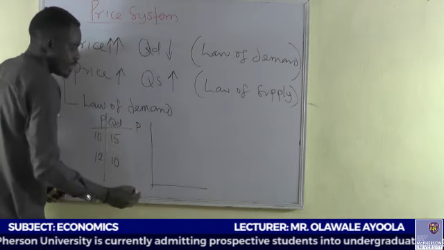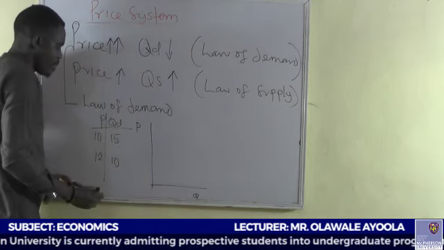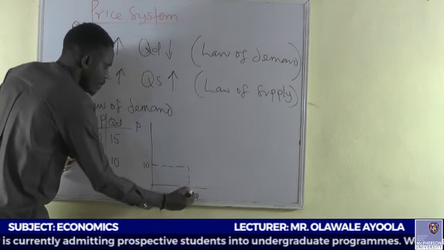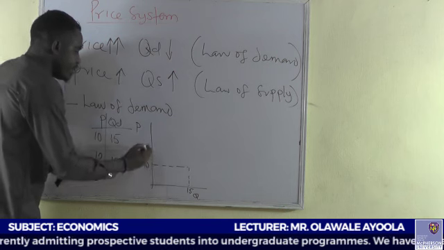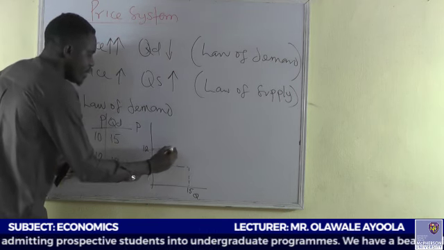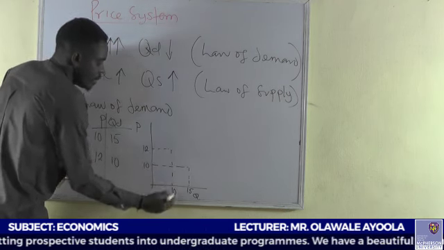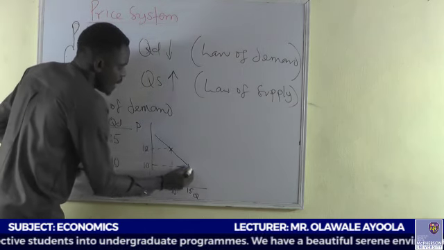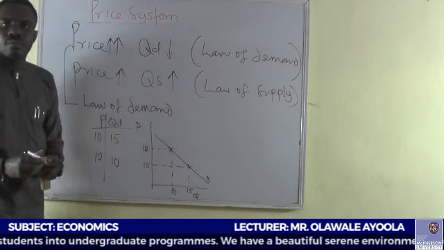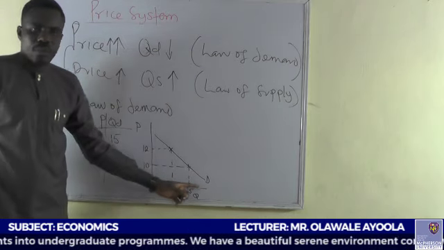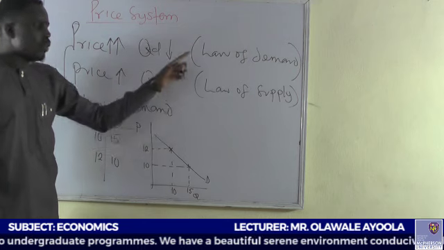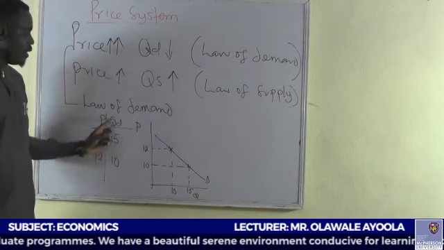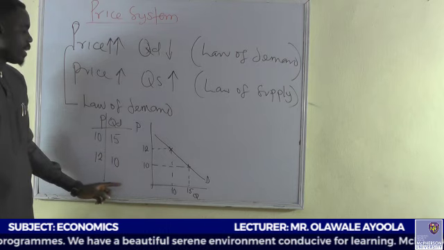Given that these are the price axis and these are the quantity axis, at 10, quantity demanded is 15. By increasing price to 12, quantity demanded drops to 10. By joining these two cardinal points, we have our demand curve. This shows that the demand curve is a reflection of the law of demand, which states that the higher the price of a commodity, the lower the quantity consumers will demand.